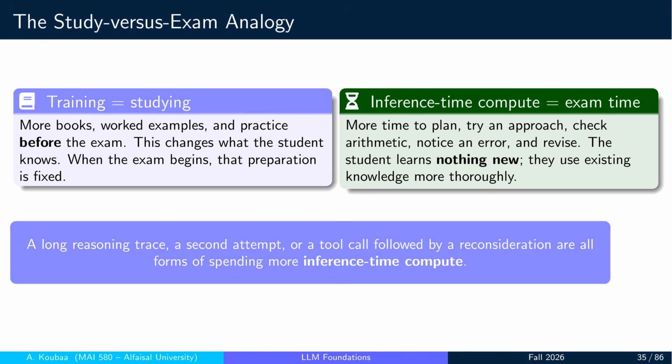Now, the line at the bottom, which converts the analogy into engineering. A long reasoning trace, a second attempt, or a tool call followed by a reconsideration are all forms of spending more inference time compute. These are different levers, and as an agent designer, during a request, you can only choose the second one. That is not a limitation of your skill. It's a property of the system you're calling.